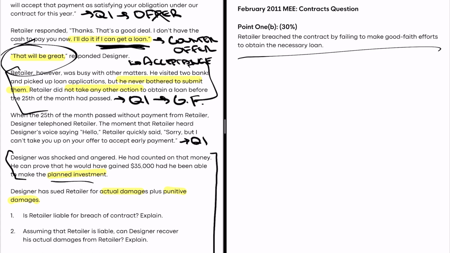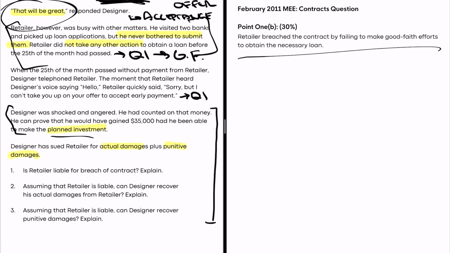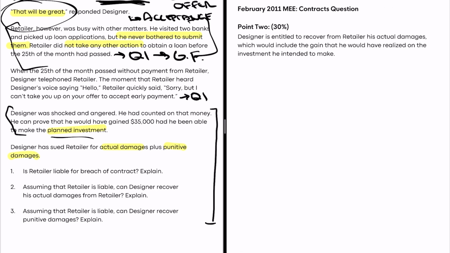Now, if he had taken good faith efforts, he submitted the loan and he just didn't get approved, right? His credit was too low, but he did everything that he could. He made all the good faith efforts. Well, that would be totally different, right? The non-occurrence of a condition discharges performance. So his performance would have been discharged based on a non-occurrence of the condition, so long as he exercised good faith. But because he failed to exercise good faith in obtaining the loan, that's our breach. That was point 1B, worth 30%, which takes us to question number 2, which was all about damages.